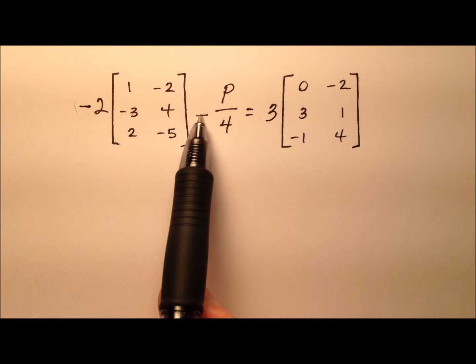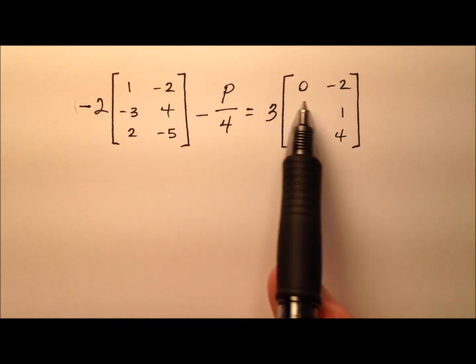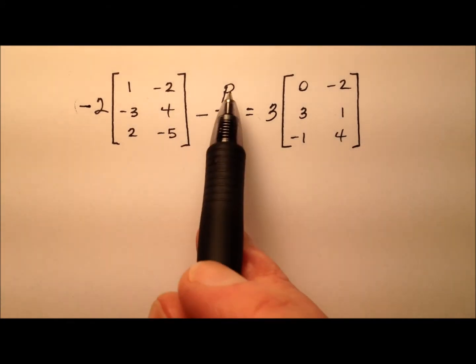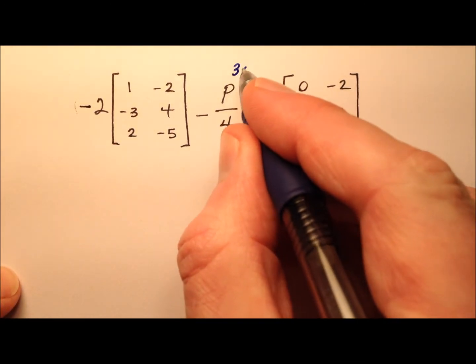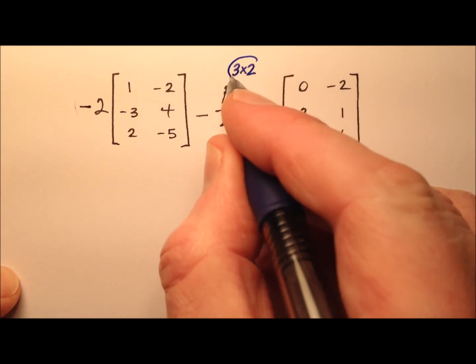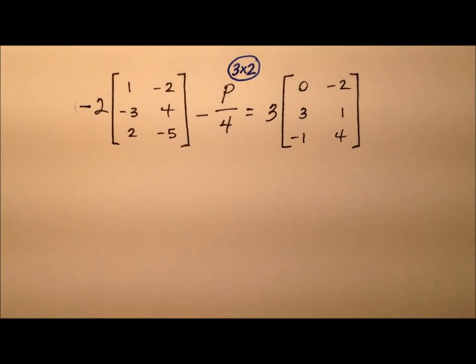And because we're using subtraction here, we know that the dimensions all have to be the same. So we are thinking that P needs to be a 3 by 2 matrix. And I'll go ahead and write that down for our dimensions.